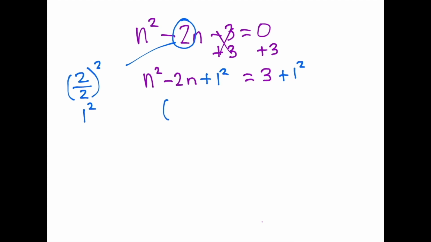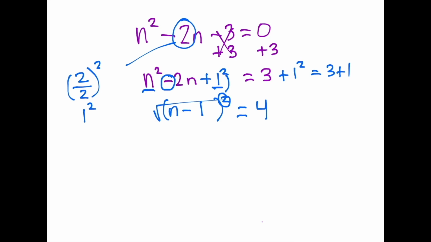Now we're going to write our parentheses. The n comes down, we write the next operation, and our 1 comes down, and we're going to square it. And then it equals 3 plus 1 squared. That's 3 plus 1, which is 4. Next, we get rid of the square by square rooting. And what you do to one side, you must do to the other. The square and the square root cancel, leaving us with n minus 1. And the square root of 4 is plus or minus 2.